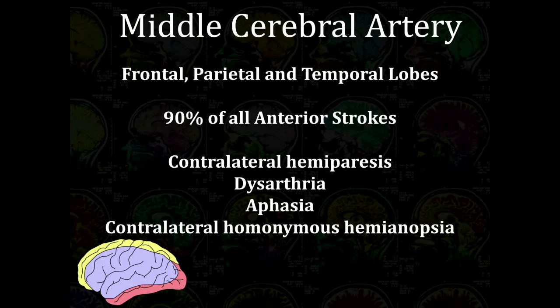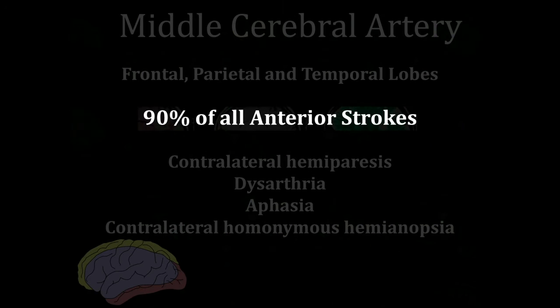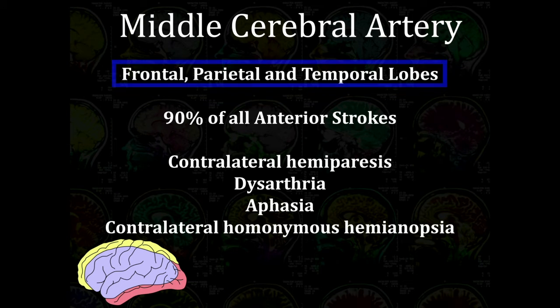When you compare that to the middle cerebral artery, middle cerebral arteries are going to be the dominant area where you have anterior surface strokes. 90% of all anterior strokes are related to that middle cerebral artery. And so that is encompassing the parietal, the frontal, and temporal lobes. Just like we saw with anterior cerebral artery, you're going to have contralateral hemiparesis, you're going to have dysarthria, you're going to have aphasic speech problems, and something called contralateral homonymous hemianopsia.